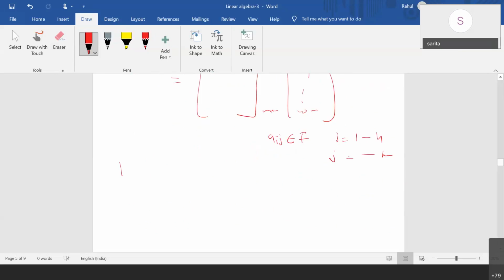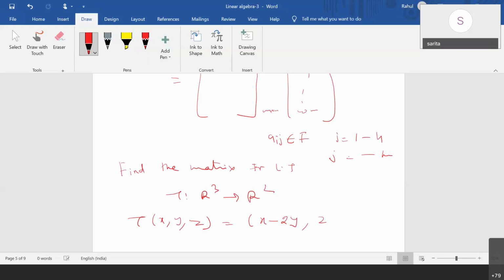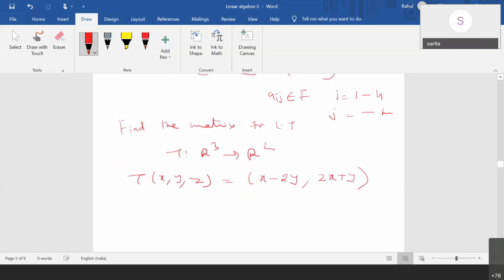Now the question is, find the matrix. If you know how from a transformation we go to a matrix, find the matrix for the linear transformation defined from R cube to R2 as T(x, y, z) = (x minus 2y, 2x plus y). Now you have a linear transformation defined, and can you write it in matrix form?